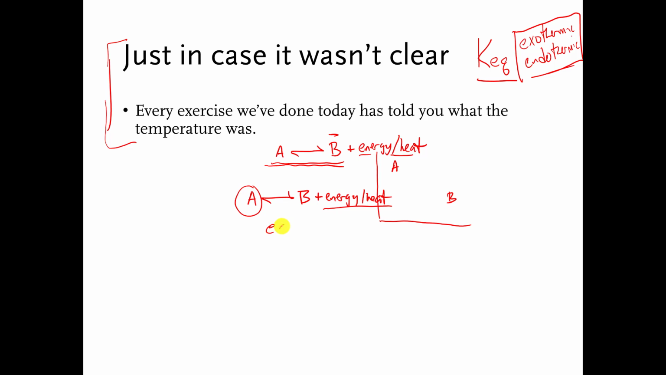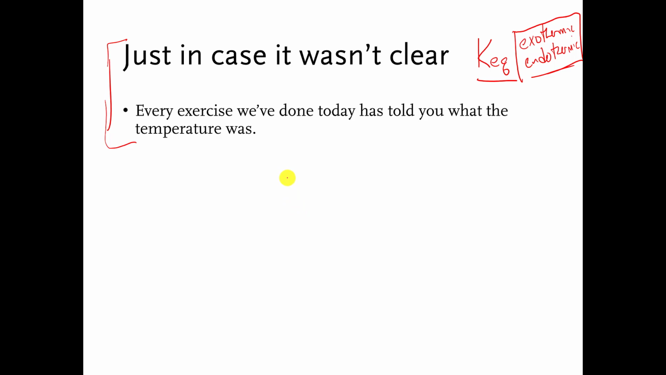And this kind of reaction is called an exothermic reaction. Exo means outside, thermic means heat. So heat or energy gets released from A to the outside world. That's what exothermic means. Endothermic is the opposite, so let's pick some different pretend chemical reaction.